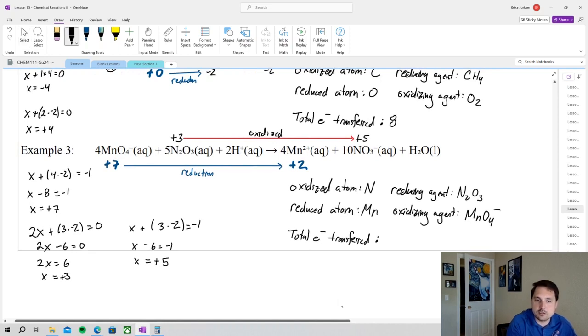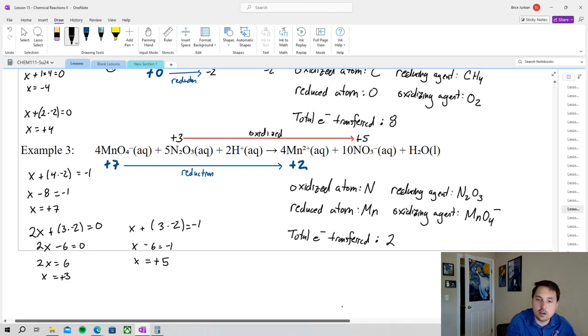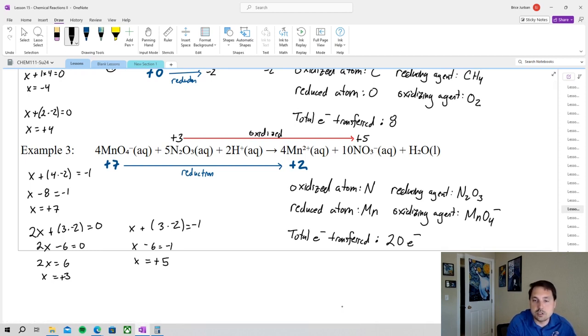If we see that each manganese gains 5 electrons and there are 4 of them, then I would think that it would just be 4 times 5 or 20 electrons that are transferred in this process. If we look at the nitrogens, we see that each nitrogen loses 2 electrons, and there are 10 of those nitrogens. So 2 times 10 is also 20.